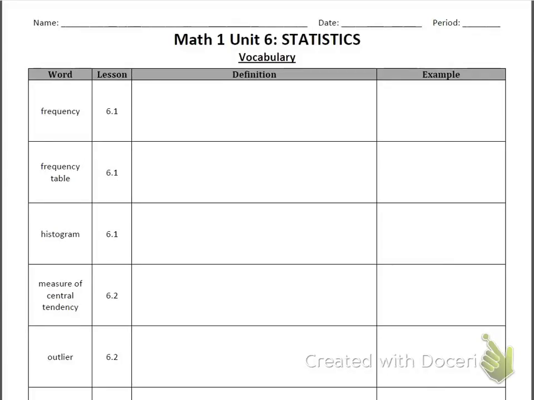Get going. So for Unit 6, for the first lesson, we're going to be talking about frequency and histograms. Some of this might be familiar to you, so if it is, that is great. We have 3 vocabulary words for you. Frequency. A frequency is the number of data values in an interval.